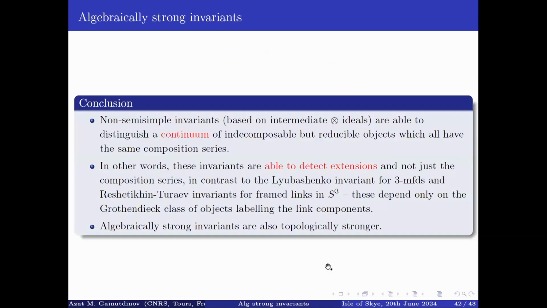So let me conclude that these non-semisimple invariants based on intermediate ideals are able to distinguish a continuum of indecomposable but reducible objects with the same composition series. These invariants are able to detect extensions of the object labeling my link. So the invariants that are able to detect extensions I call algebraically strong invariants because they can see the internal structure of an object. And it happened that algebraically strong invariants are also topologically strong. Okay, that's finished.